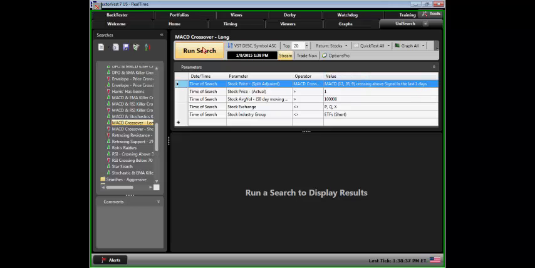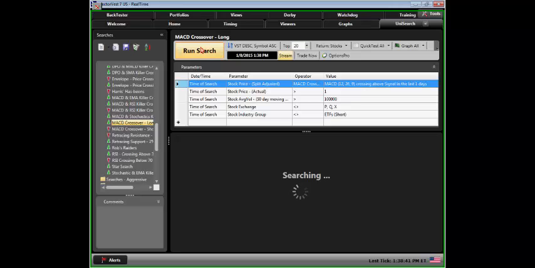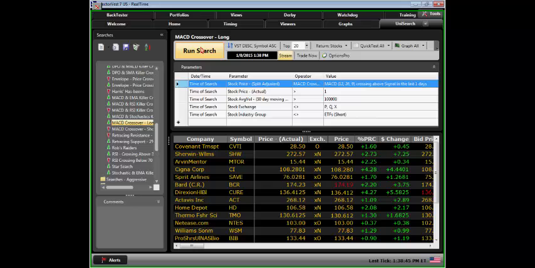So here's some free information for everybody. I'm just going to hit run search. So for all you traders out there, if you want to know what stocks right now had a MACD crossover today, there's probably a bunch because the market's up pretty big today. But here are stocks that had a MACD crossover today. Pretty quick, right?